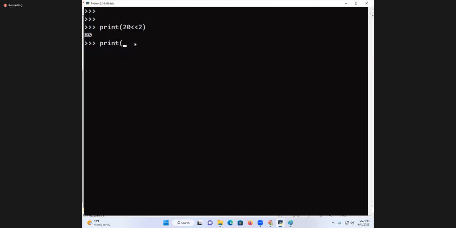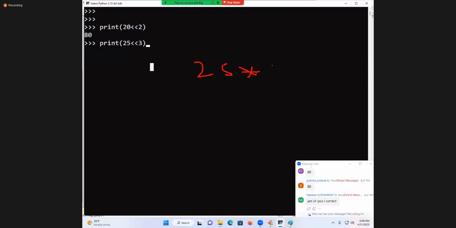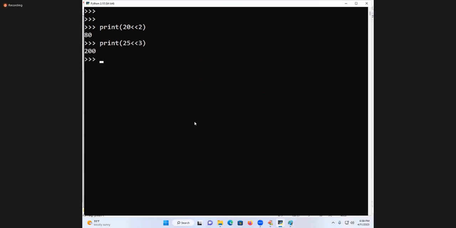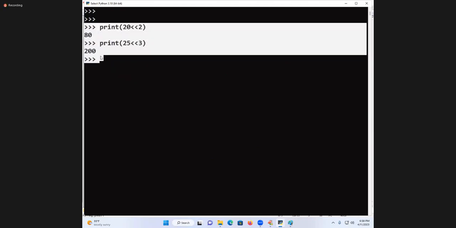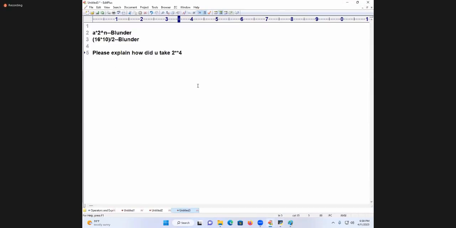Next I am going to see 25 double less than 3, which I am writing. What is the answer now? Come on, answer now. 25 into what? 2 cube. 25 into 8. What is the answer? Come on. 200 is the answer. So will you answer if such questions come? Are you able to follow? Yes. So this is the way you can take up this type of values.